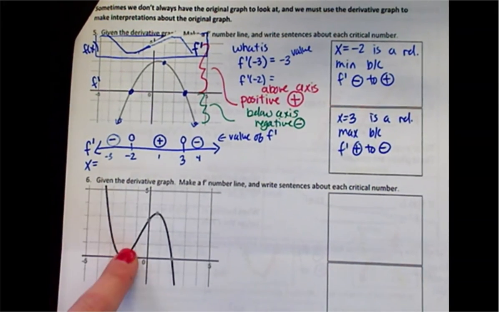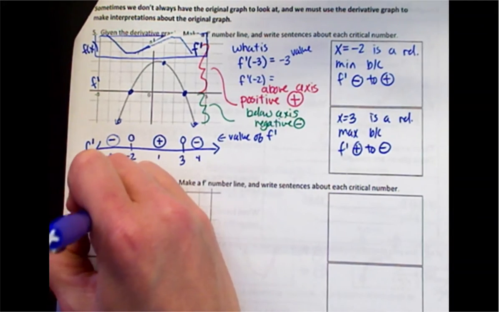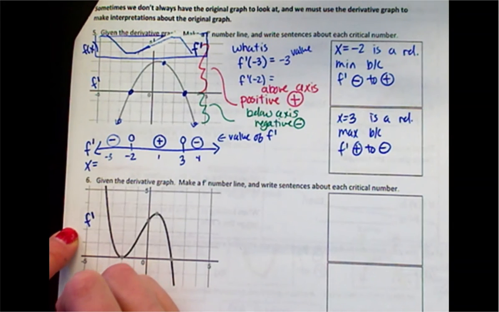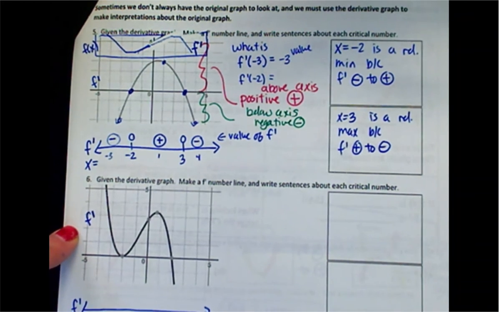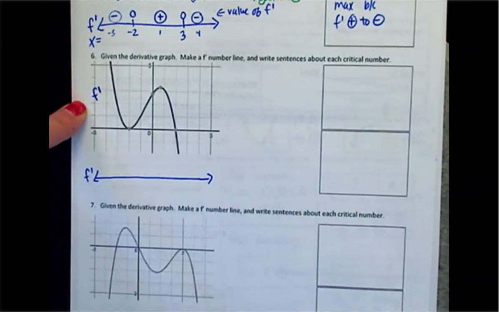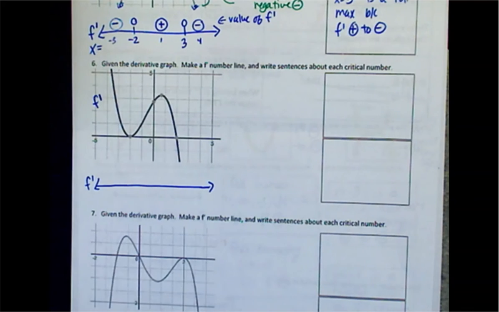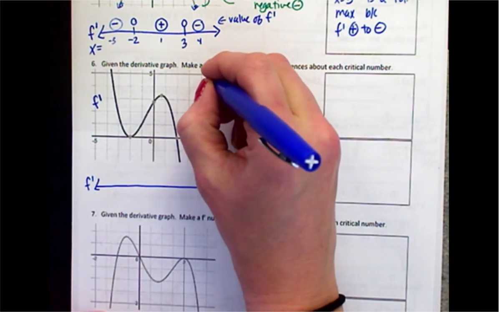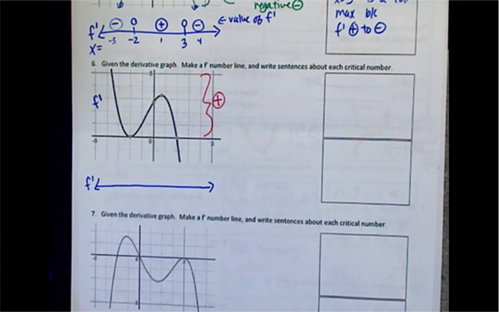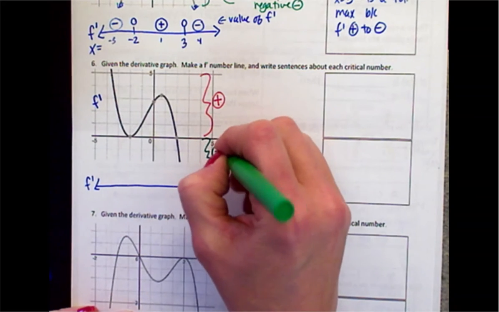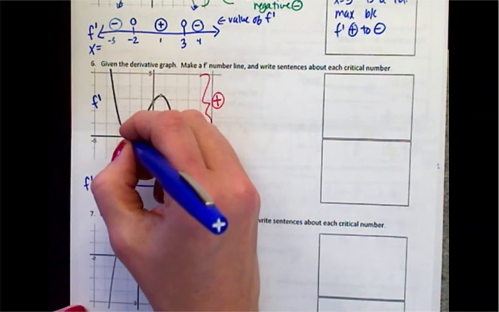Same prompt. This is the derivative graph. Okay? This is the derivative graph. We want a number line and sentences about maxes or mins, all the critical numbers. Okay, so I got some colors. I saw somebody write this. That was really nice. Labeling where the pluses and minuses are.